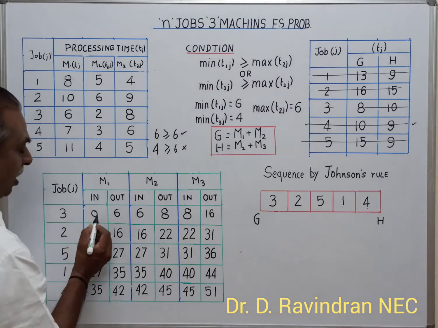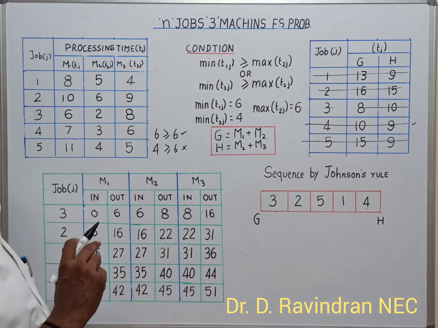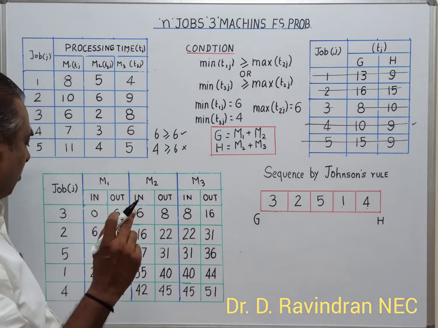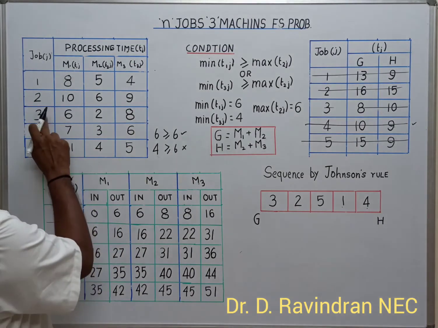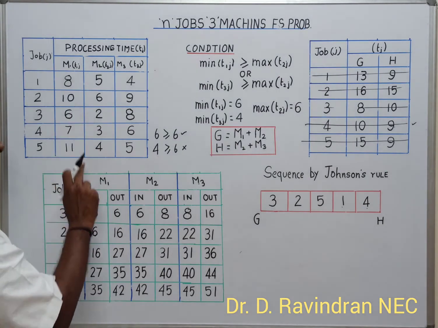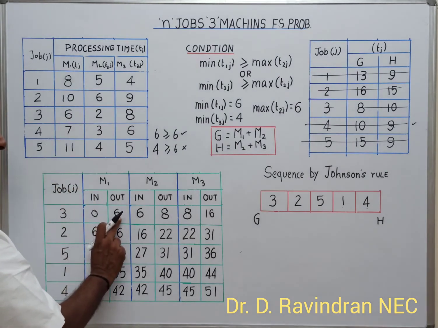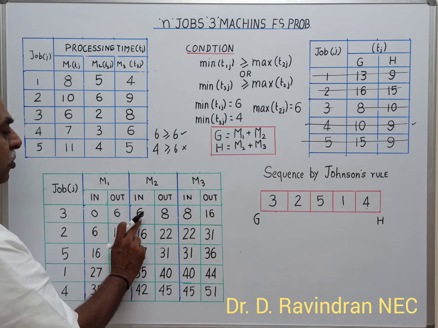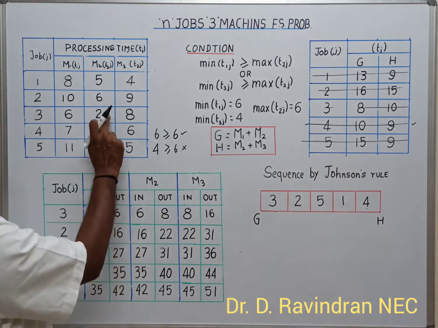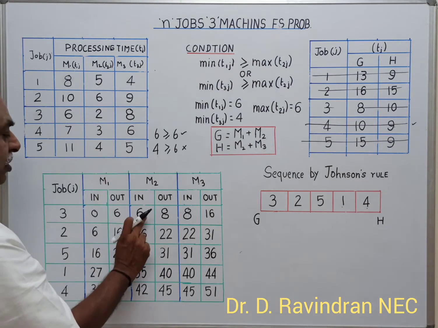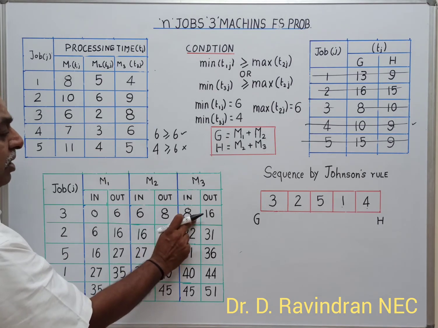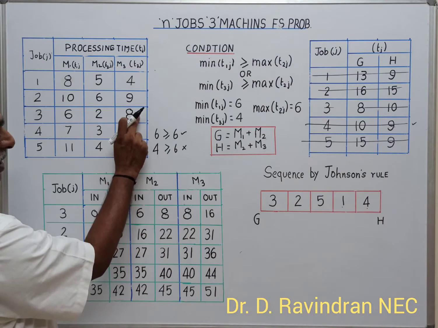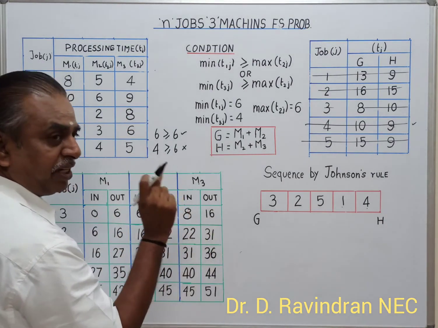For the third job, just like the process I explained in the n jobs 2 machines problem, we can start here, starting time is 0, and the third job has 6 hours of processing time. So 0 plus 6 is 6, the out time for job 3 in machine 1. Now it can enter machine M2 at 6 hours. There it is processed for 2 hours, so 6 plus 2 becomes 8. At the 8th hour it enters machine M3. There it is processed for 8 hours, so 8 plus 8 is 16.